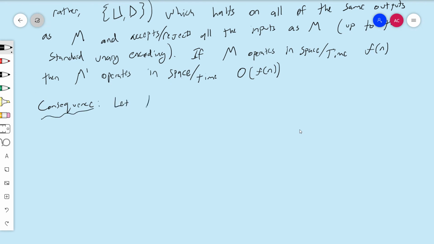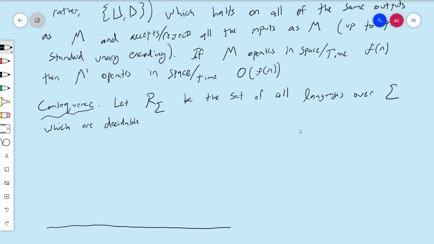Let R sub sigma be the set of all languages over the alphabet sigma which are decidable by a Turing machine. Then basically what this theorem is saying is that you can pick any alphabet you want. So here's R sigma.